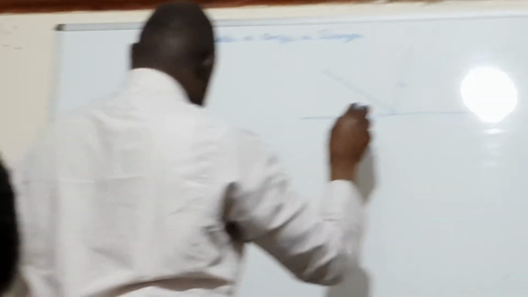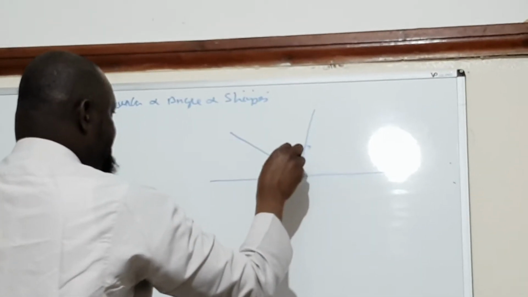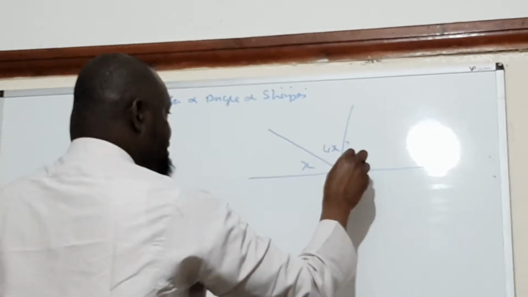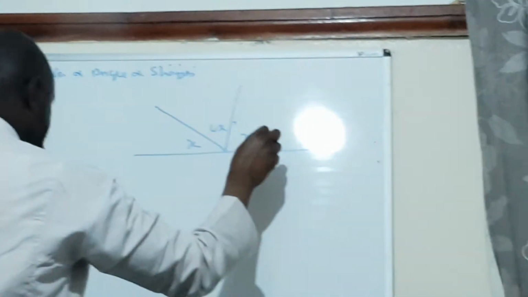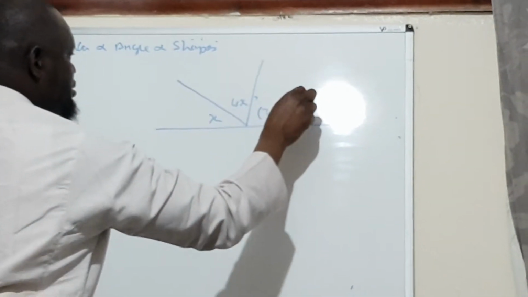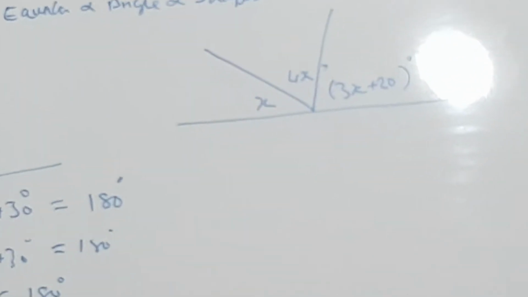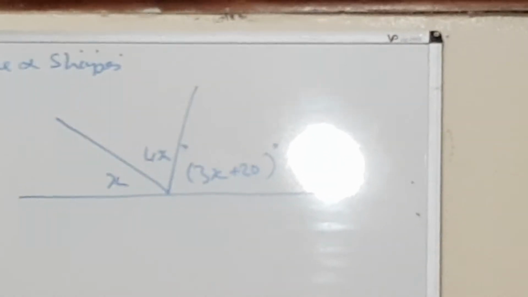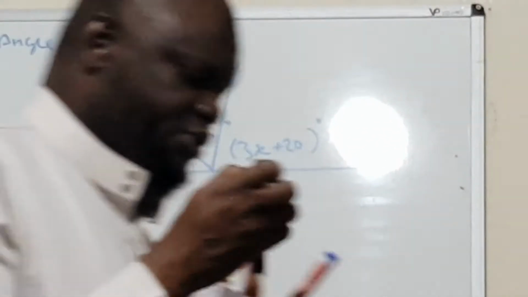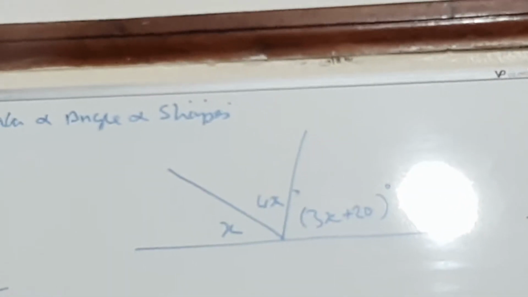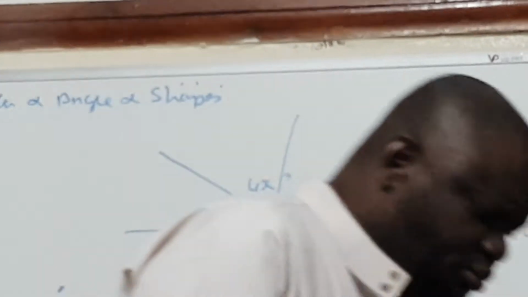This is x, this is 4x, and this is 3x plus 20 degrees, yes? Okay? So, same application. Okay, gentlemen? How do we sort this out? Okay, so you just do it all together.